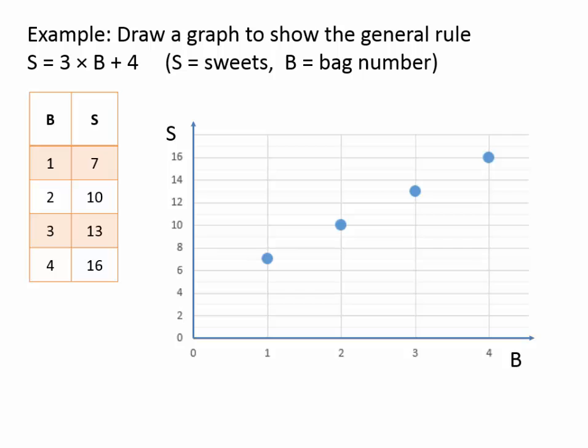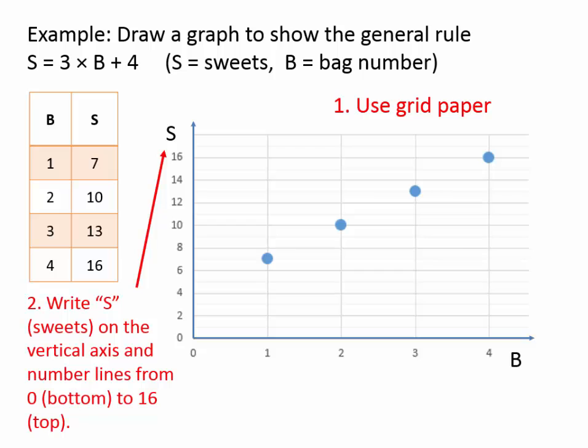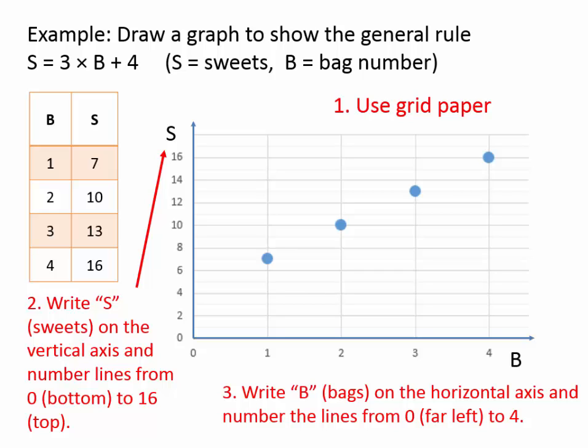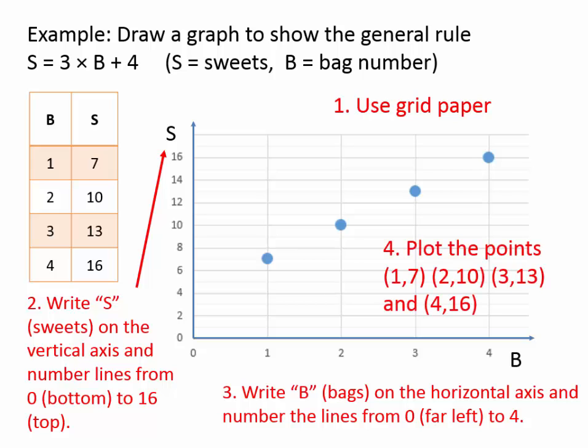Now here are the instructions I'd give. Firstly, use grid paper. Secondly, write S for sweets on the vertical axis and number the lines from 0 at the bottom to 16 at the top. Then number 3, write B for bags on the horizontal axis and number the lines from 0 on the far left to 4. Then plot the points 1, 7, 2, 10, 3, 13, and 4, 16. And I'd leave it at that. I'm assuming the person has a little understanding about drawing graphs and about points.